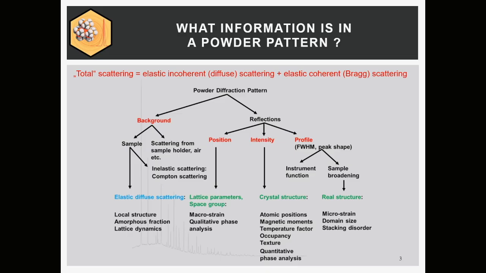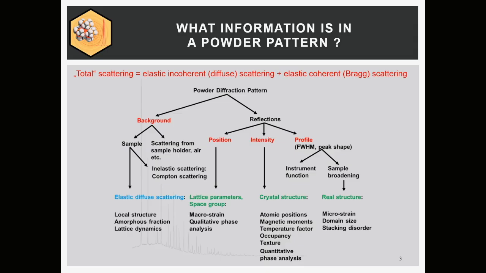Then we have the reflections, and the very schematic scheme is we have position. We learned today this gives us lattice parameter and space group. We can learn about macro strain, if peaks are shifting because of strain, and qualitative phase analysis. Then we have the crystal structure, which is what we are interested in today because we want to solve crystal structures from powders. So the atomic positions, and if you do neutron diffraction, you can get magnetic moments. You get the temperature factor, which is actually the wrong word, it's not temperature, it's the Debye-Waller factor, or displacement parameter. Occupancy, information about texture, and quantitative phase analysis.